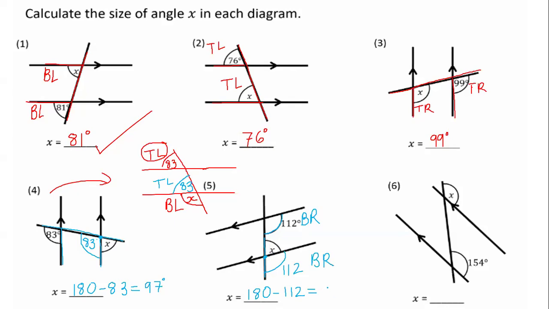So 180 minus 112 gives us what? 68. 68 degrees. Very good. Okay, that's good. Anyone got that for number 5?